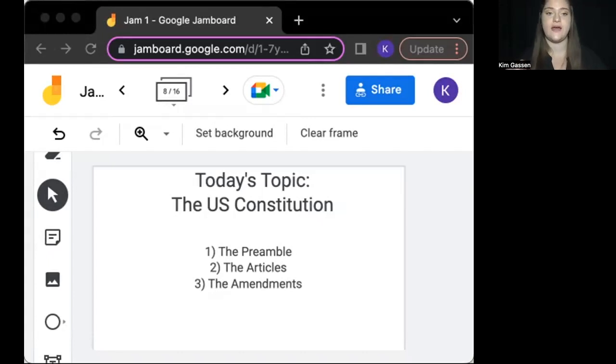Okay, so first we have the Preamble. I'm going to read the whole thing, and then we're going to talk about each article and give an idea of the Bill of Rights and the amendments. Then we're going to come back, break down the Preamble, break down the Bill of Rights, and dive a little bit more into all the amendments.